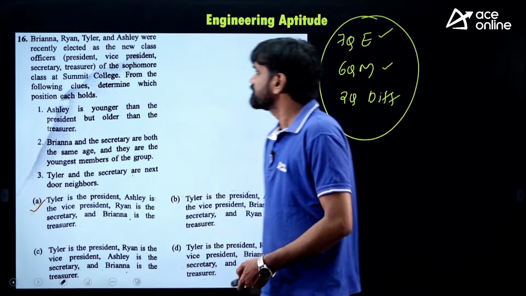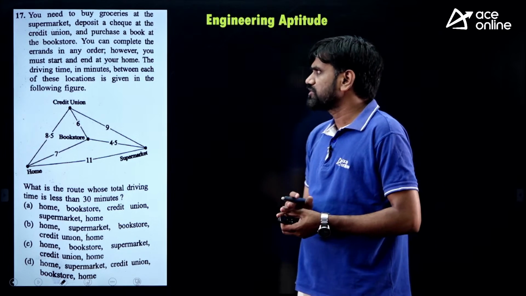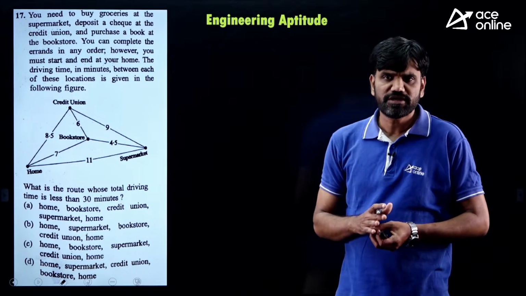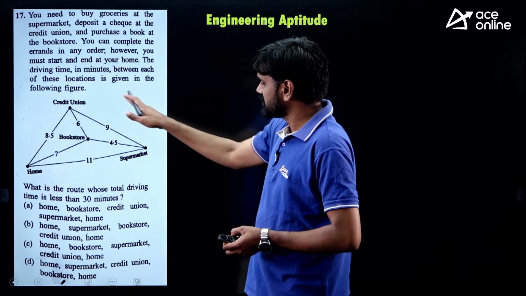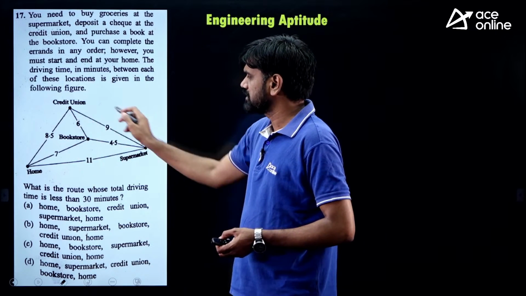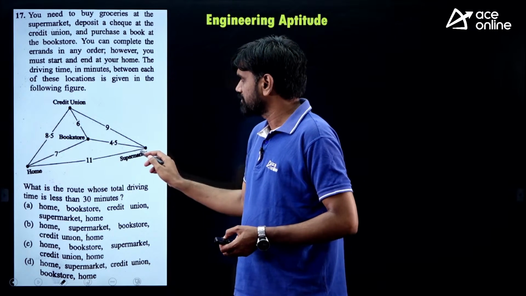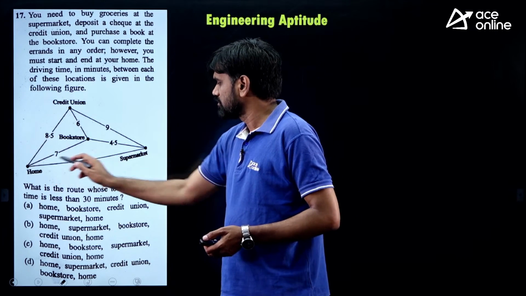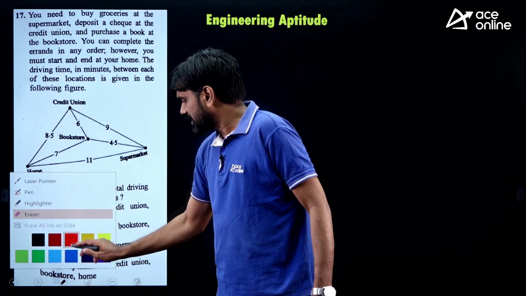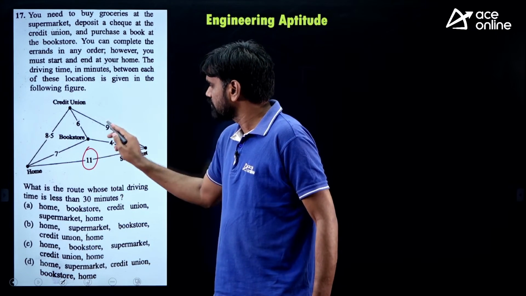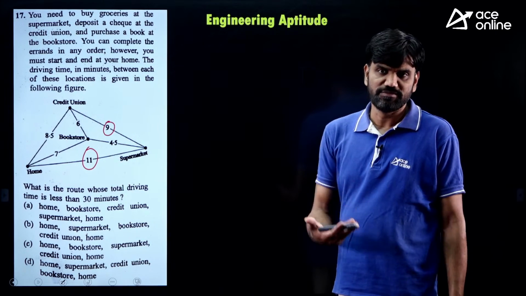Next, going ahead with problem number 17. This is also a moderate question I can say, easy to moderate. The only thing you need to understand here is what is given. They have given the routes in triangular form, the distance from one place to another and the time taken to go from one place to another. Based on the time taken, they are asking you to find which particular route is going to take a time which is less than 30 minutes.